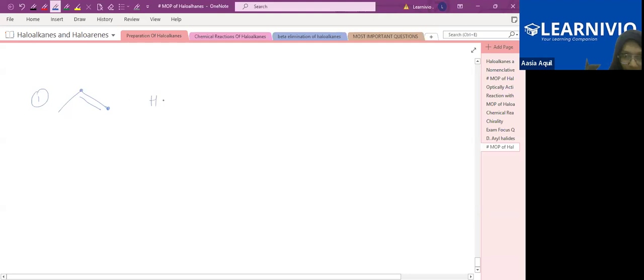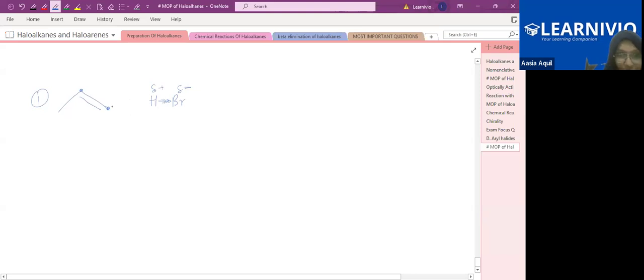Now, when you take the HBr, you know very well this bromine is more electronegative, so it pulls all the electrons. What is an electronegative atom? Electronegative atoms are those atoms which have a tendency to pull the electron towards themselves. So this bromine is more electronegative, it pulls all the electrons towards itself and becomes partially negative, and this hydrogen becomes partially positive.